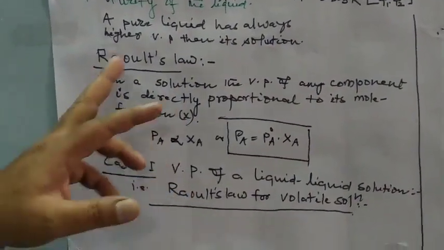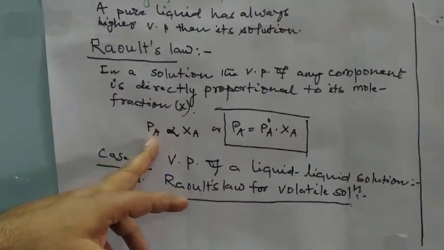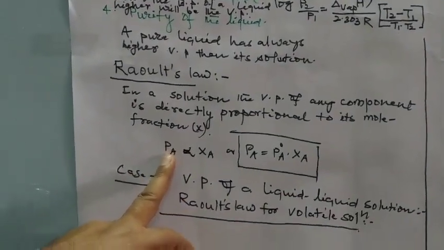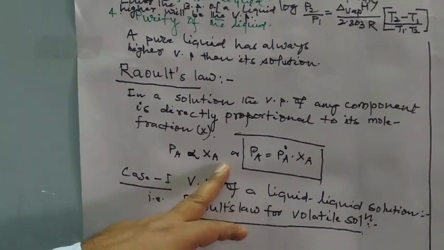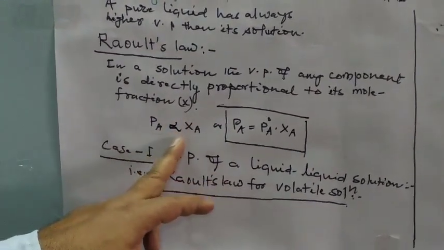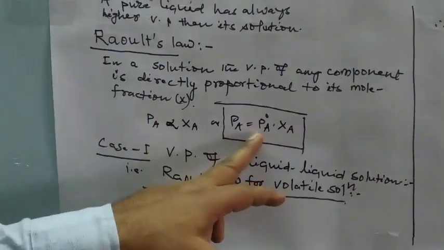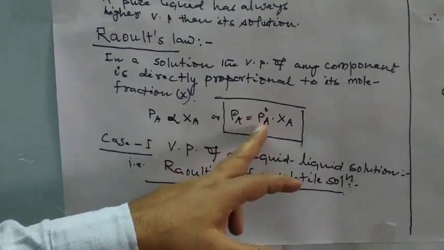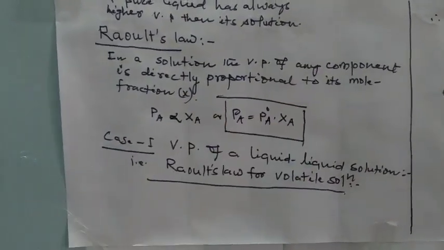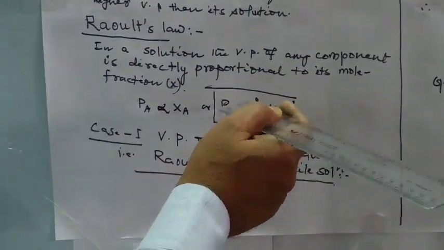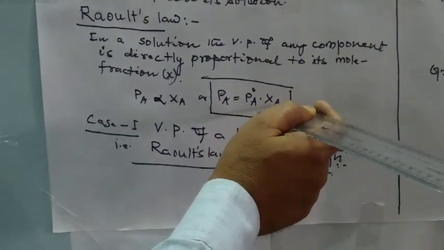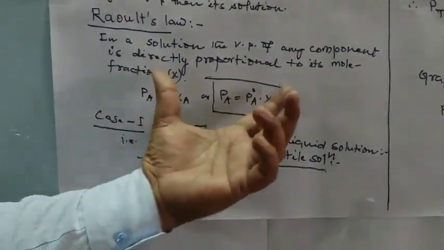That means let a particular component A in any solution have partial vapor pressure PA. So PA will be proportional to its mole fraction XA, and you know well that this proportionality sign has to be replaced by a constant. So PA will be PA naught into XA. PA naught is the vapor pressure of the pure liquid A. So the partial pressure of any component is the mole fraction multiplied by its vapor pressure in the pure state. This is the basic definition of Raoult's law.